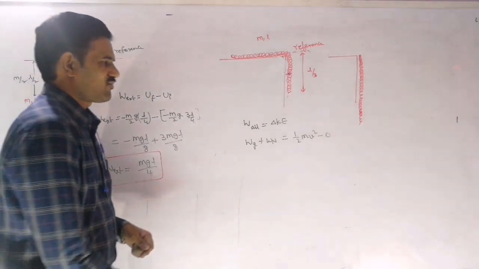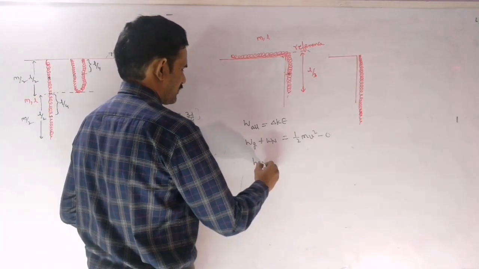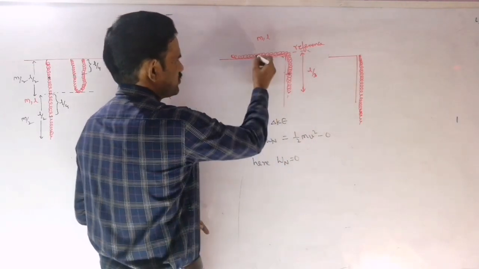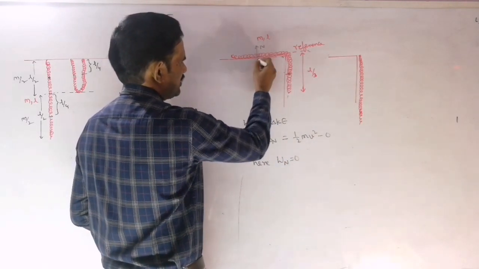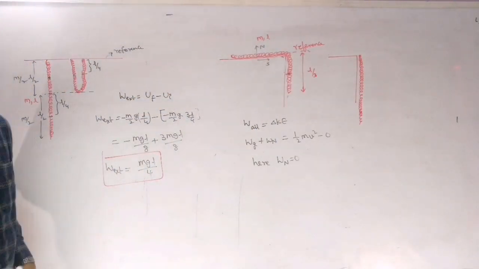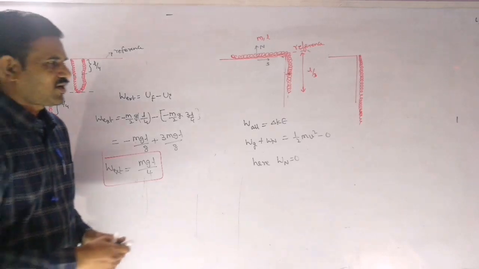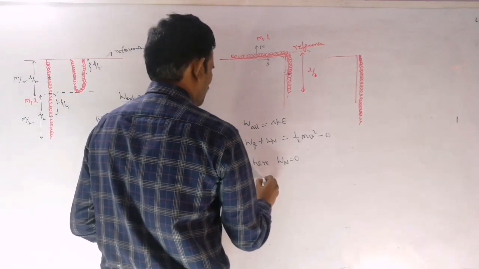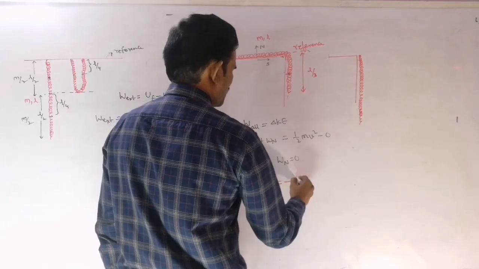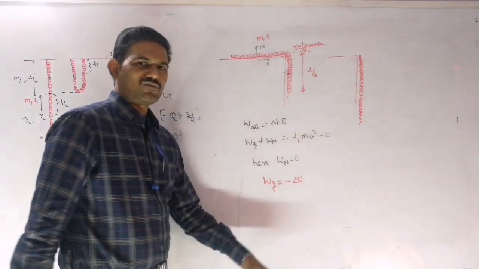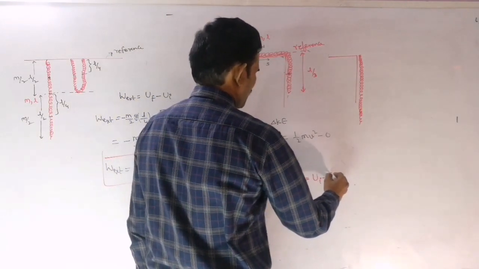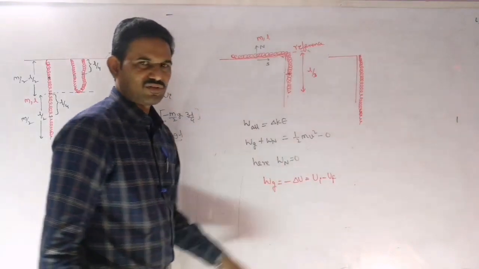Now work done by the gravity we need to calculate. Work done by the normal reaction will be 0, because the normal reaction acts like this and the displacement of the chain is like this. They are perpendicular to each other, so work done by the normal reaction will be 0. The simplest way to write work done by the gravity is the negative of change in potential energy, which is initial potential energy minus final potential energy, with a minus sign.